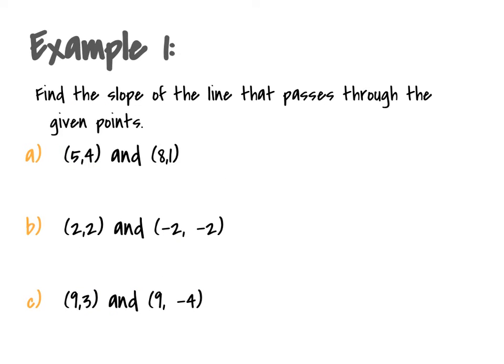Okay, we're going to do this again. We're going to find slope. I'll do 1 and then you can do the other 2. So we're going to do x1, y1, x2, y2. So we'll do 1 minus 4 over 8 minus 5. And I get negative 3 over 3, which reduces to negative 1. So my slope is negative 1. Pause the video and do B and C on your own, and then I will give you the answers in just a second.